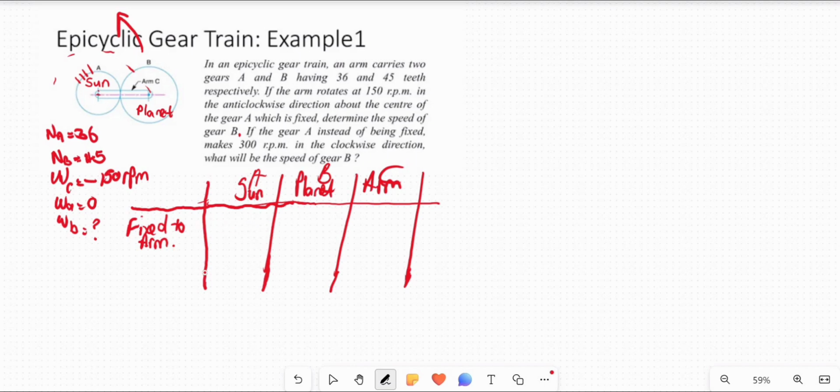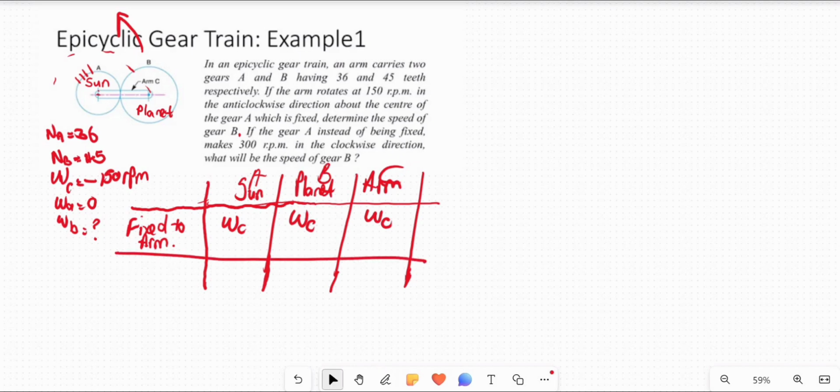So when everything is fixed to the arm, like what we saw in the animation, everything spins at this. Everything is moving at the same speed as the arm. What is our arm? Our arm is C. So everything is moving at omega C, because in this scenario, everything is fixed to the arm, omega C.